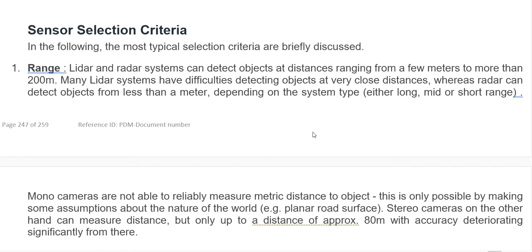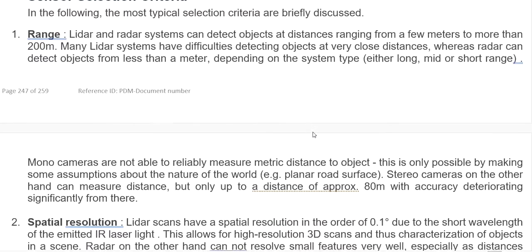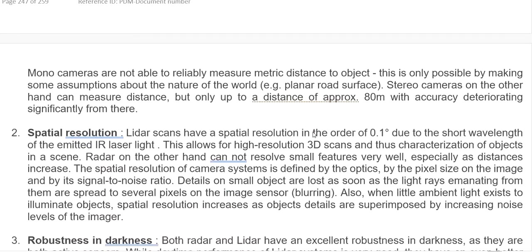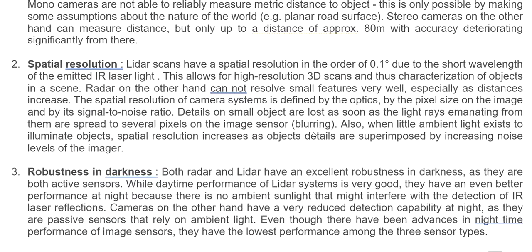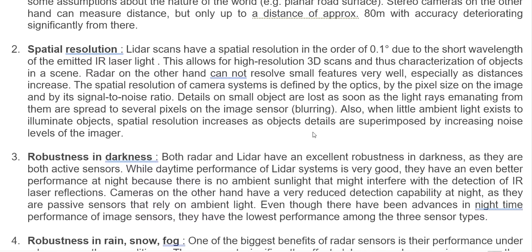So what are the criteria for selecting a sensor? First thing, range. LiDAR and radar systems can detect object distance ranging from a few meters to more than 200 meters, right? And spatial resolution: LiDAR can have a spatial resolution on the order of 0.1 degree. Okay, and radar, on the other hand, cannot resolve small features very well, especially as the distance increases. The spatial resolution of a camera system is defined by the optics, by the pixel size on the image, and by its signal to noise ratio.